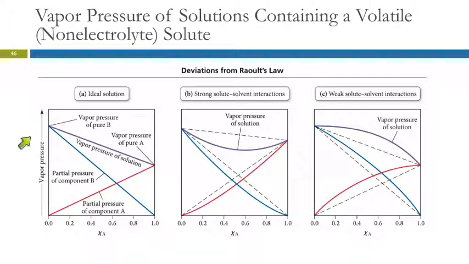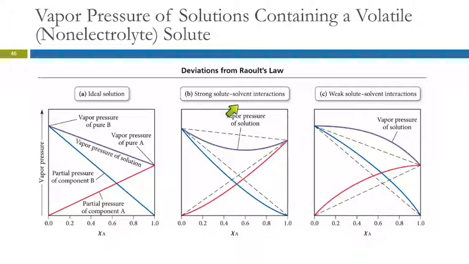So here we have what happens with an ideal solution. We're looking at the mole fraction of A on the x-axis, starting with mole fraction of A being 0 and moving up to 1. And here we've got component B. When the mole fraction of A is 1, then the mole fraction of B is 0. So they're going opposite to each other. In an ideal solution, the vapor pressure of the solution is the sum of both of the vapor pressures at whatever temperature, whatever mole fraction.